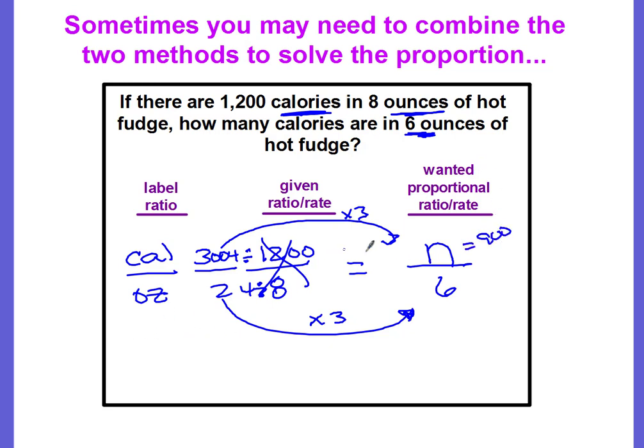So how many calories are in 6 ounces of hot fudge? 900 calories. So on this one, we couldn't just use scale factor alone. We had to simplify first and then use the scale factor. And this happens a lot.